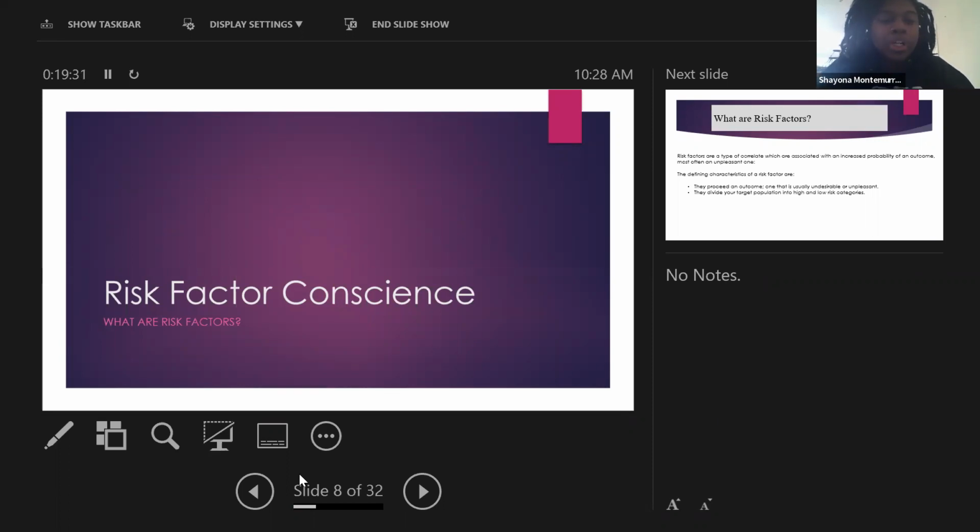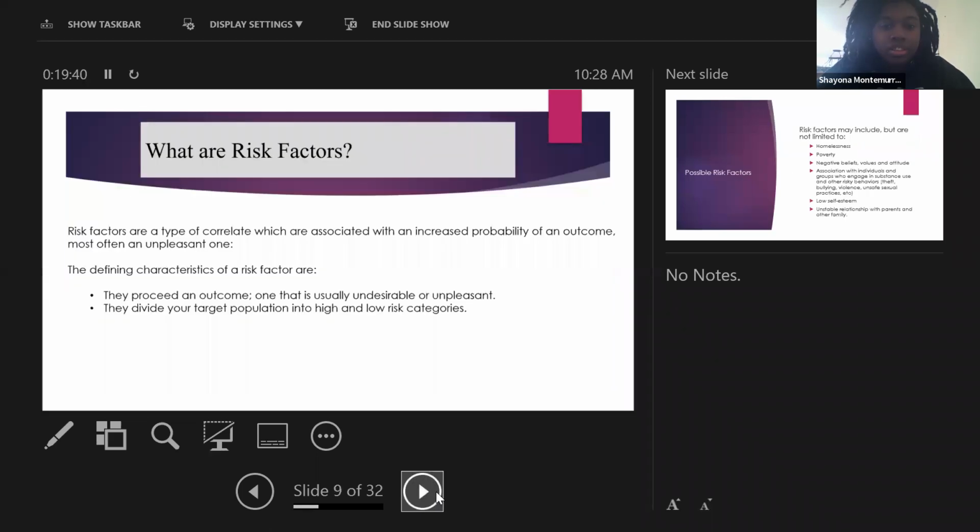So next we're going to cover risk factor consciousness. What exactly are risk factors? So risk factors are a type of correlation which are usually associated with increased probability of an unpleasant outcome. So they tend to also divide our target population into high and low categories of risk.